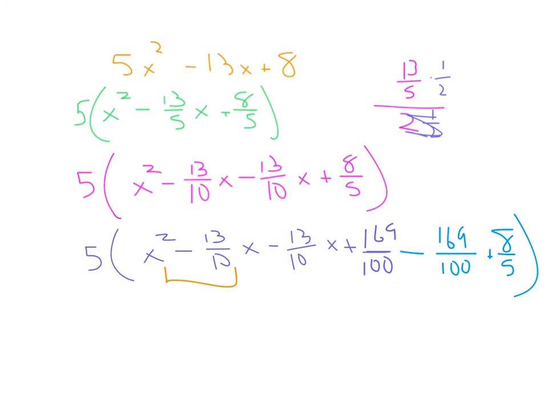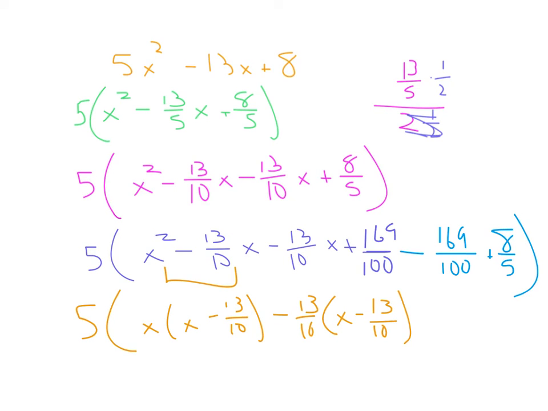And let's go ahead and factor. 5x, x minus 13/10. And then minus x minus 13/10. So that's going to be 13/10. And if you didn't understand where the 169 hundredths comes from, it's right here. 13/10 times 13/10. And then we can go ahead and combine these two pieces. So 5 turning into 100 is by 20 and by 20. So that's going to be 160 on top over here. So 160 and 169 is negative 9. So negative 9/100.